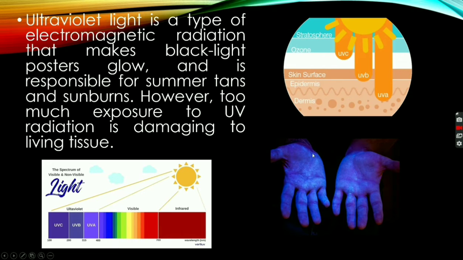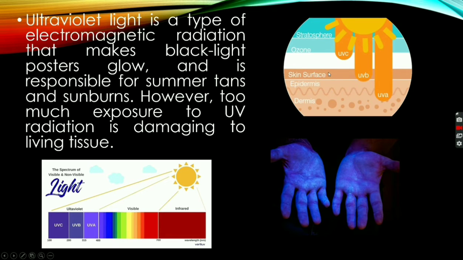Next is the types of light that come from the sun, which are ultraviolet light, visible light, and infrared. Ultraviolet light consists of three types: UVC, UVB, and UVA. UVA is the most dangerous ultraviolet light because it can pass through our skin surface into our epidermis, and next our dermis. And UVC is the least damaging UV light that can affect our tissue.